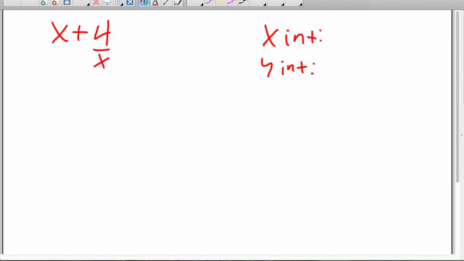x plus 4 over x. Is it the whole thing over x, or just the 4? No, x plus, and then 4 over x. Alright, so first you'd find your x and y intercepts, right? So to find your x-intercepts, you set this y equal to 0.